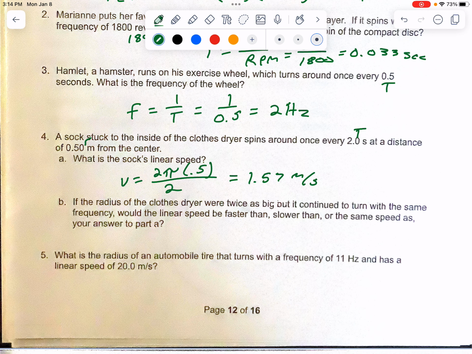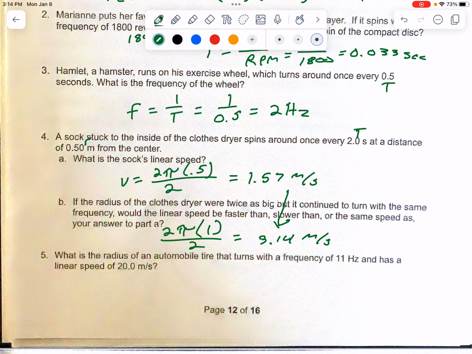B, if the radius of the clothes dryer were twice as big, but it continued to turn at the same frequency, would the linear speed be faster, slower, or the same speed as your answer to A? Okay, if you made that radius twice as big, now instead of 0.5, it's 1. You can go ahead and put it in if you want to, and you can see how the calculation changes. So we're going to do 2 pi times 1 instead of 0.5, still divided by 2, and you're going to get a value of 3.14 meters per second. And if you notice, the difference between here and here is that it doubles.